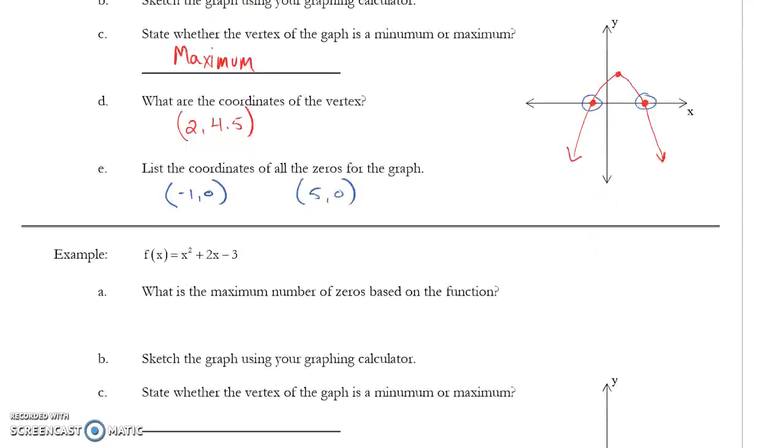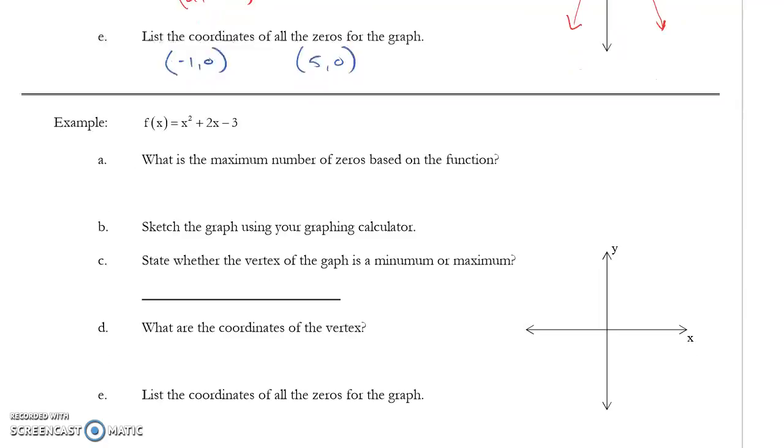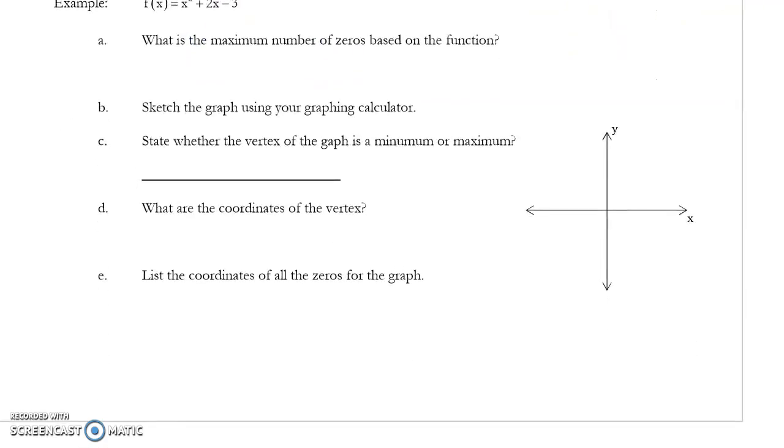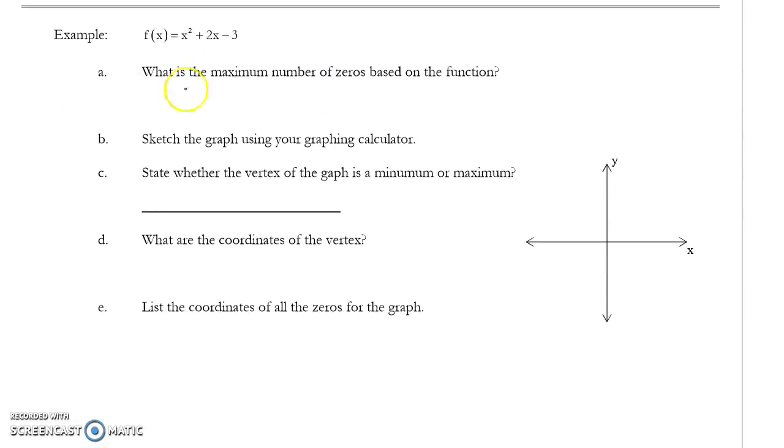I want you guys to press pause. Well, in a minute, I guess. We'll talk real quick about these first couple questions, but what's the maximum number of zeros? Again, it's 2. Now, press pause, sketch the graph, tell me if it's a max or a min, find the coordinates of the vertex, and find all of the zeros. Unpause when you have all 4 of those things done.